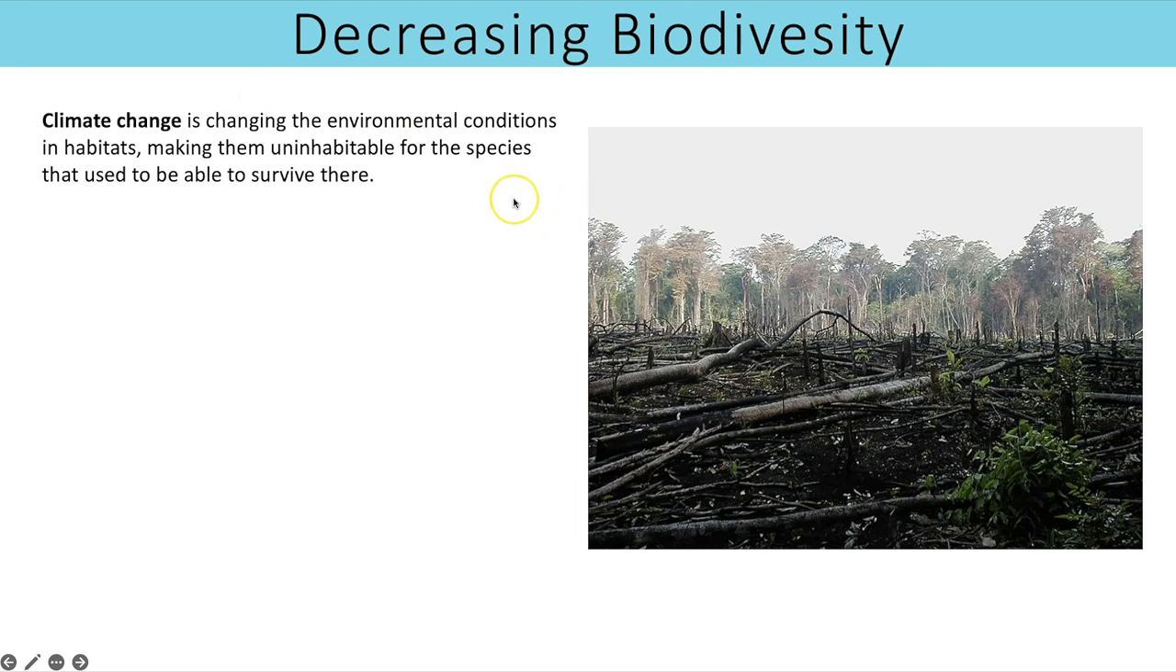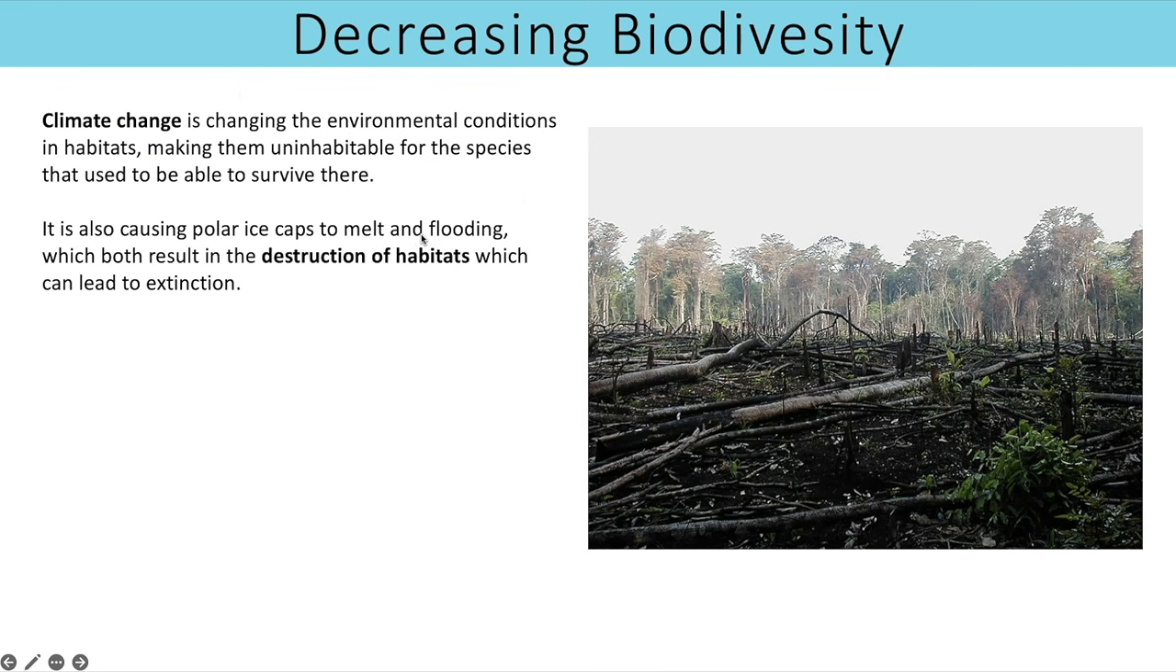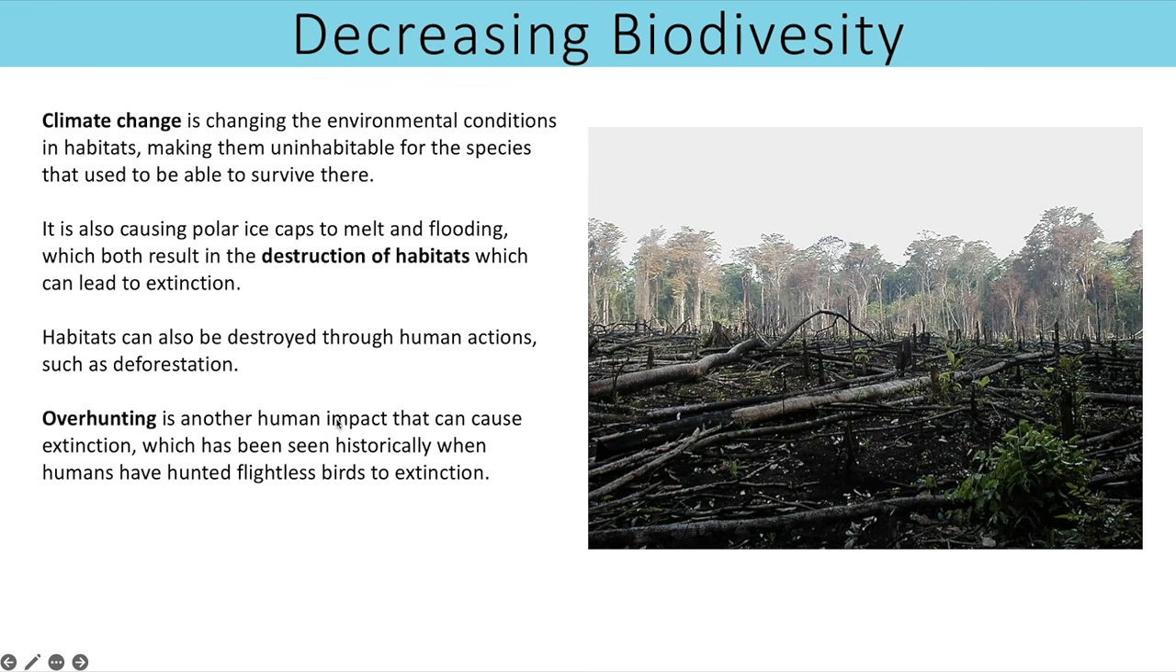So climate change is the changing of the environmental conditions and habitats that results in them being uninhabitable for species, and therefore they're not able to survive there. It's also causing polar ice caps to melt and flooding, which results in the destruction of habitats, which can also lead to extinction. Habitats could also be destroyed through human actions, such as deforestation, either for the timber or for having land for agriculture or for building.